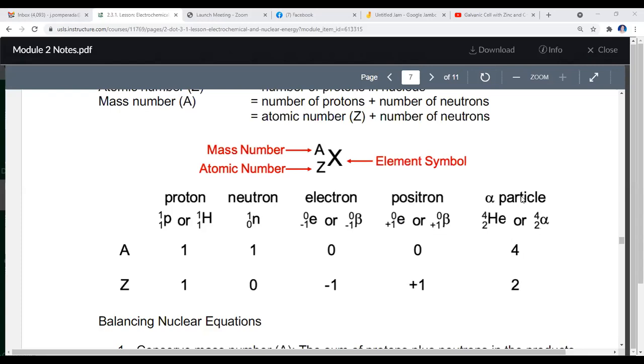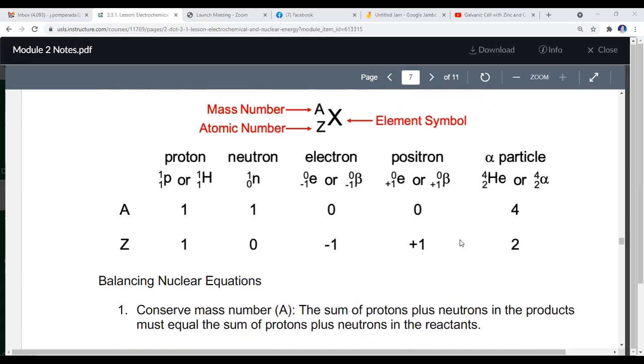Okay. As for the alpha particle, if the proton can be represented by the hydrogen atom, the alpha particle is represented by the helium atom. The atomic number is 2 and the mass number is 4. And this alpha particle, the helium, can of course be represented by the alpha symbol. We have 2 here for the number of protons and 4 for the mass number.